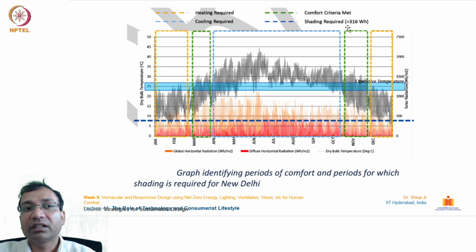So this is how it is mentioned over here, at which time of which month of the year, what kind of conditions are prevalent and what needs to be done. And with this dark blue dotted line, it is shown that shading is needed. You can see that once the temperature rises above 16 degrees centigrade dry bulb temperature, it is expected that some kind of shading is necessary in this city of New Delhi.